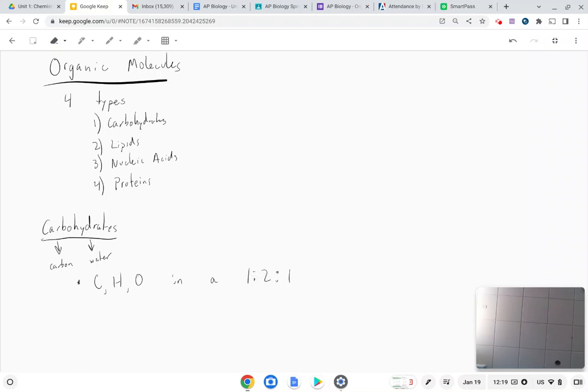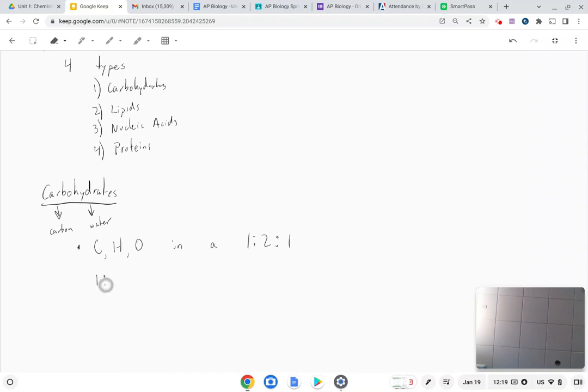In other words, for every one carbon atom that you have, you can expect to find 2 hydrogens. And for every one carbon atom, you can sometimes, not always, expect to find 1 oxygen. So often they will exist in a 1 to 2 to 1 ratio. And you're going to see some examples of that momentarily.